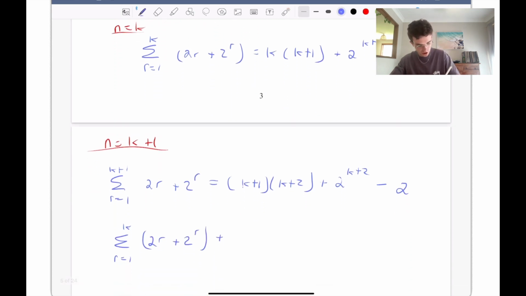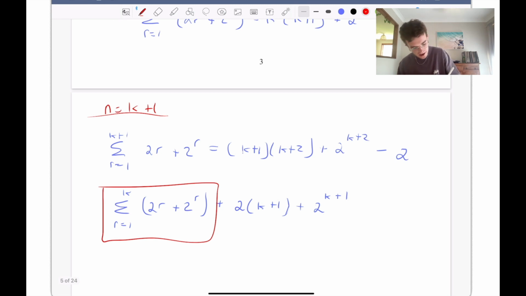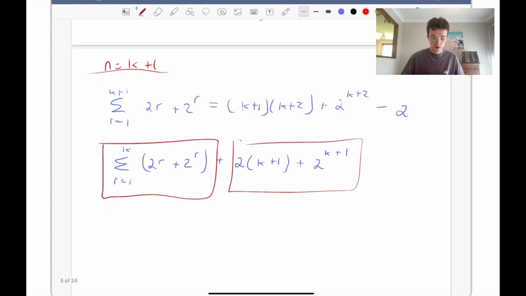So we're going to substitute in 2(k plus 1) plus 2 to the power of k plus 1, plus k plus 1. So we're substituting k plus 1 into here. So we've got this sum here, that's our sum from r equals 1 to k, and then we're substituting in our k plus 1 term.